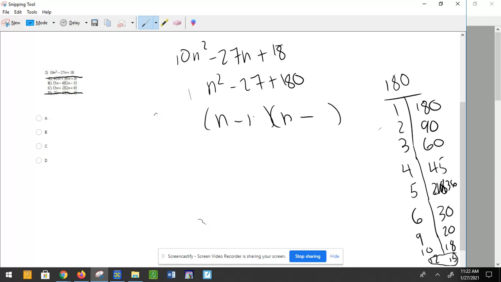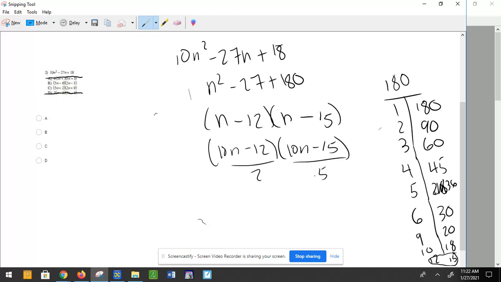So it's minus 12 and minus 15 there. Now we're going to take the 10 and put it back on, and then we divide out what we can from both. Between 10 and 12, you can divide by 2. Between 10 and 15, you can divide by 5. So now you're going to have 5n minus 6 and 2n minus 3. Looking at the answer choices, it looks like B again. So B would be your answer here.